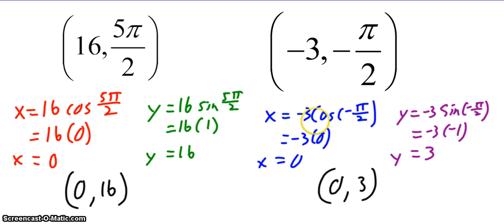Similar situation for the second example. x equals negative 3 cosine of negative pi halves. The cosine of negative pi halves is 0 again, so x equals 0. y equals negative 3 sine of negative pi halves. The sine of negative pi halves is negative 1. Negative 3 times negative 1 is 3, so y equals 3.